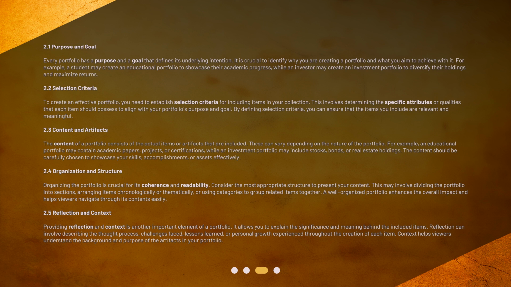2.3 Content and artifacts. The content of a portfolio consists of the actual items or artifacts that are included. These can vary depending on the nature of the portfolio. For example, an educational portfolio may contain academic papers, projects, or certifications, while an investment portfolio may include stocks, bonds, or real estate holdings. The content should be carefully chosen to showcase your skills, accomplishments, or assets effectively.